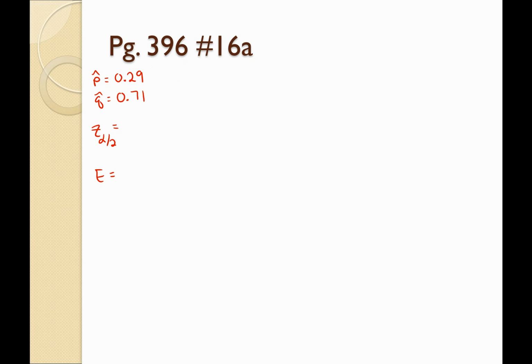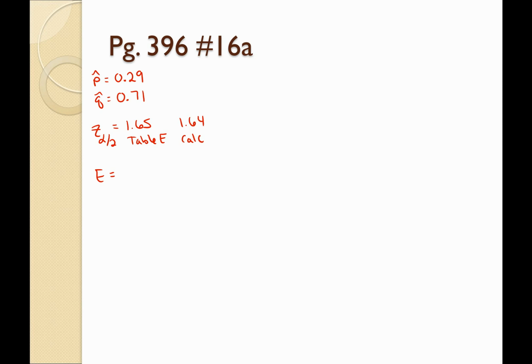Z sub alpha over 2. Again, there's no calculator shortcut for these, so you have to be able to find z sub alpha over 2, whether it's table E, like I reviewed earlier, or the calculator steps. It's up to you. The confidence level we're working with is 90%. We've talked about this one earlier. If you're using the table in the book, you end up with 1.65. If you use the calculator, you end up with 1.64. I don't care which one you use. Just when you take your test, write down what z sub alpha over 2 you used.